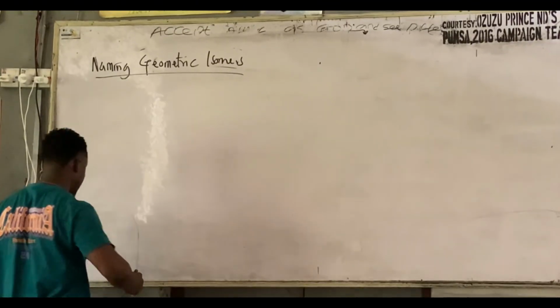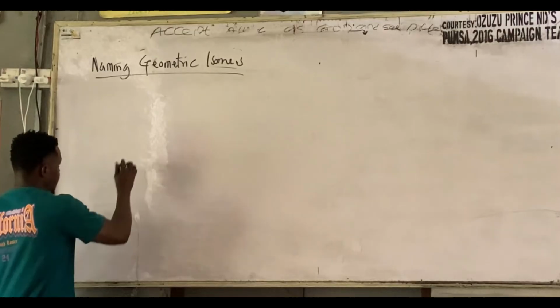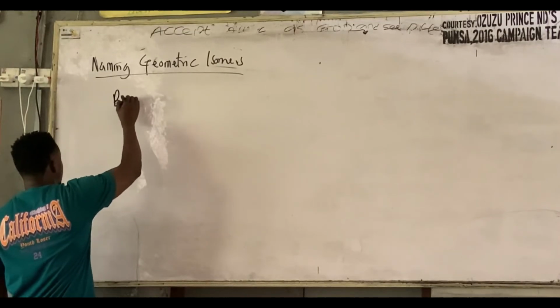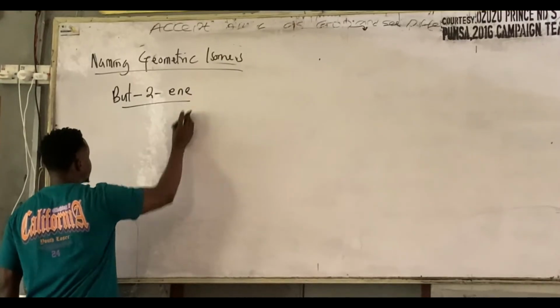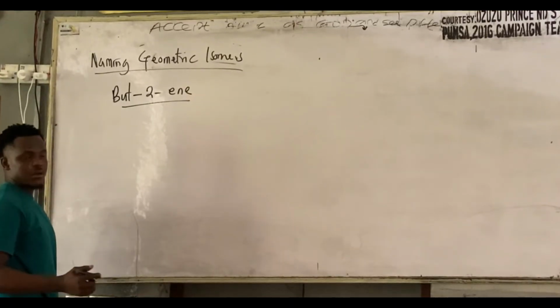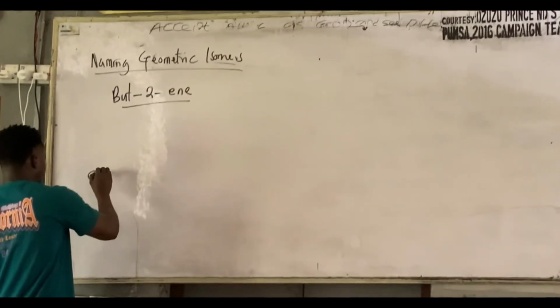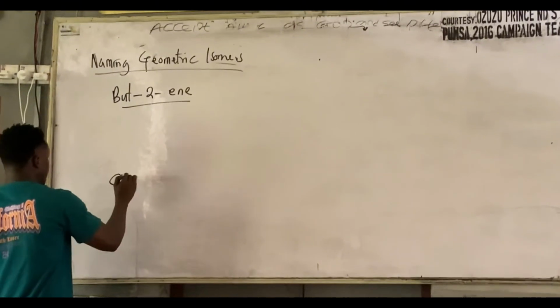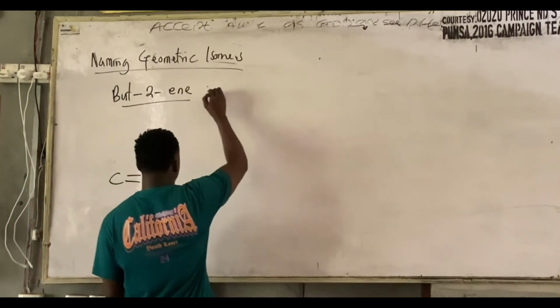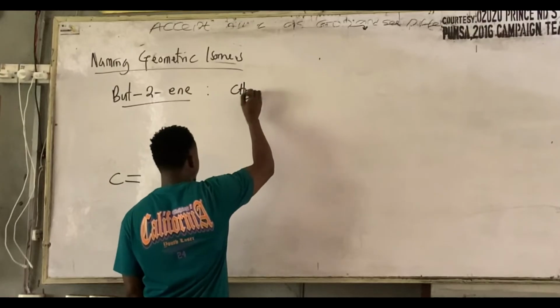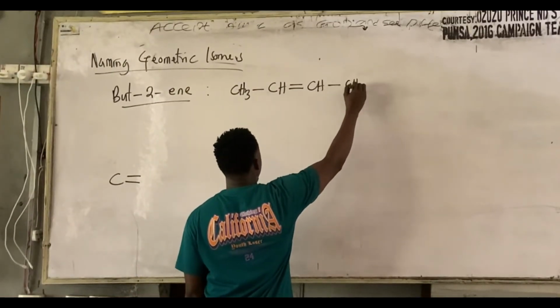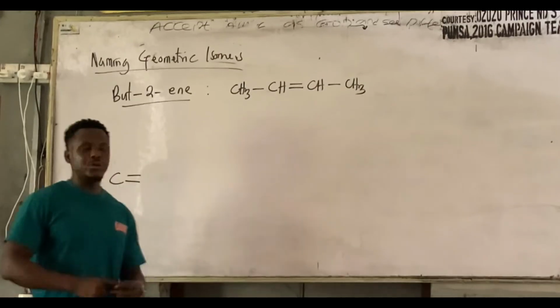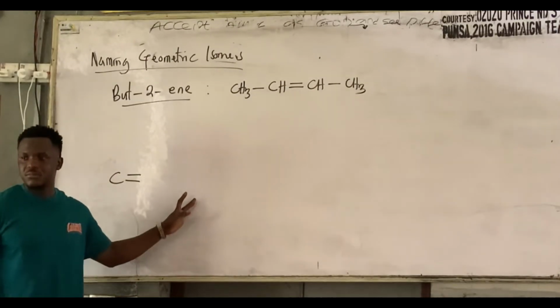So we have something like this. We have the first one, C. Now it's a normal structure of C. Now I want to put this in the geometric form.